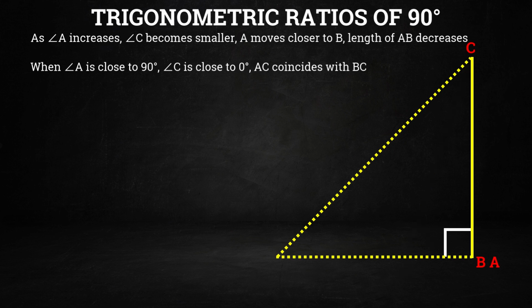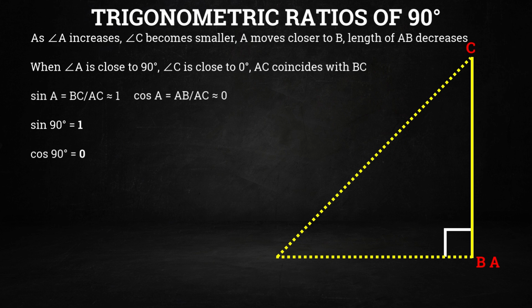So when angle A is very close to 90 degrees, sine A, which is BC by AC, becomes almost 1, and cos A, which is AB by AC, becomes almost 0. And that is why we define sine 90 degrees equal to 1 and cos 90 degrees equal to 0.